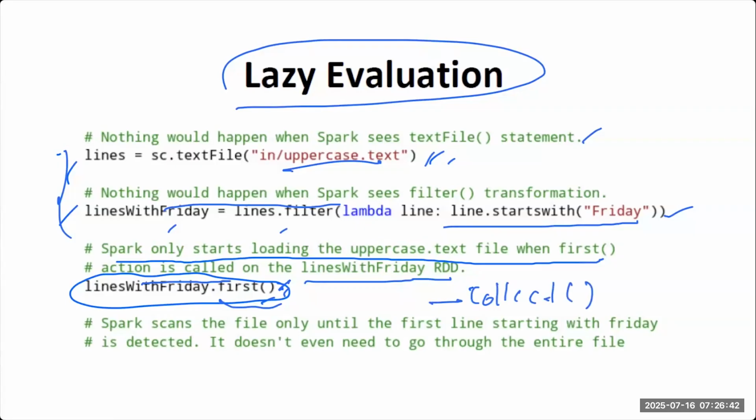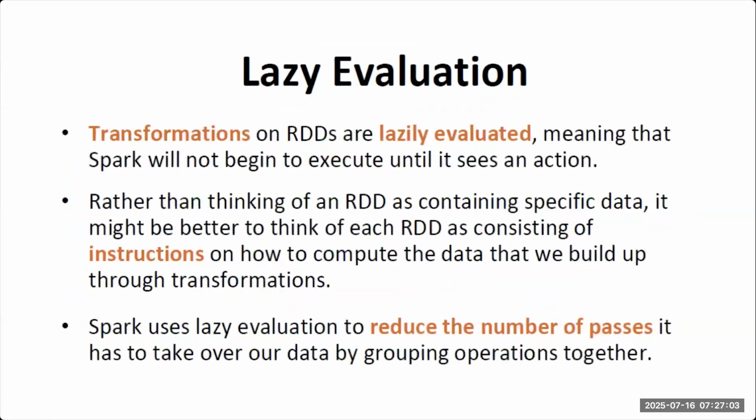Let's suppose here you filter, right? Filter is a transformation. Once you filter, you get some records, and collect will collect all the records and send them back to the driver. So collect, first, and save, if you are trying to save any data, those are actions.